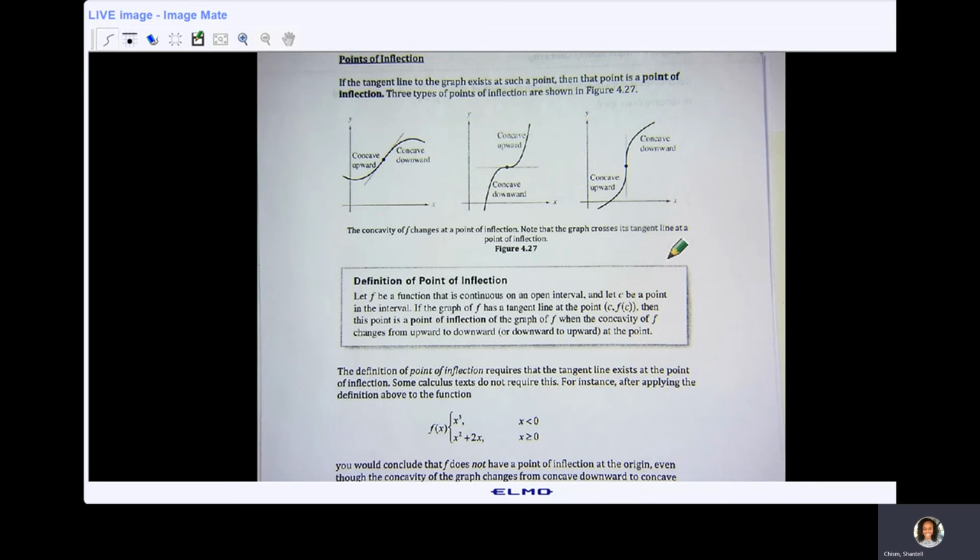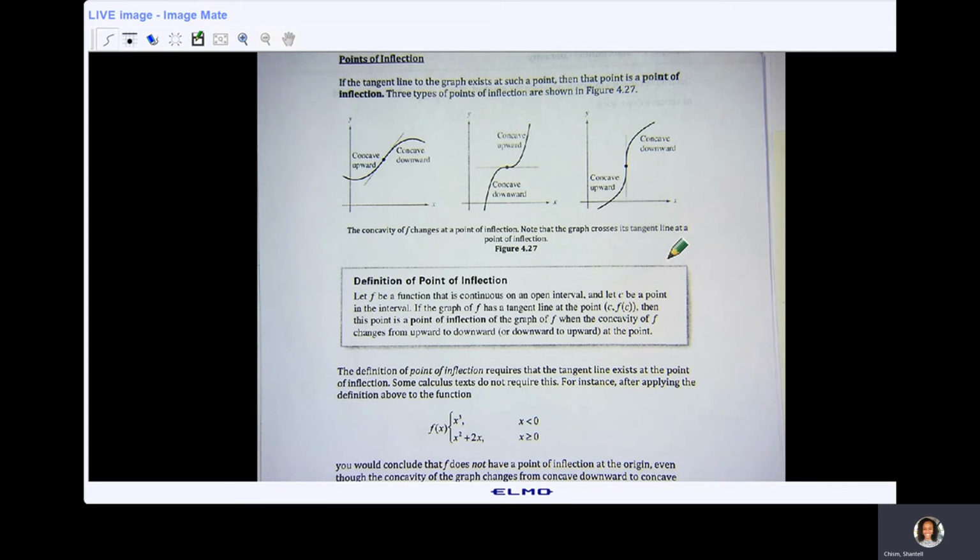Let f be a function that is continuous on an open interval, and let c be a point in that interval. If the graph of f has a tangent line at that point, c, f of c, then this point is called a point of inflection of the graph when the concavity changes from upward to downward or downward to upward.